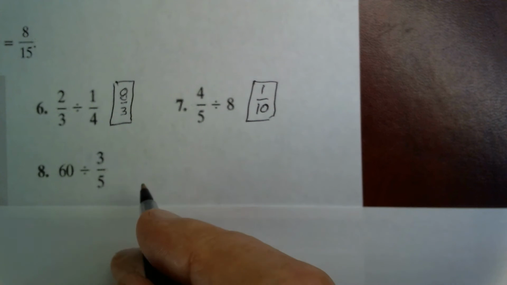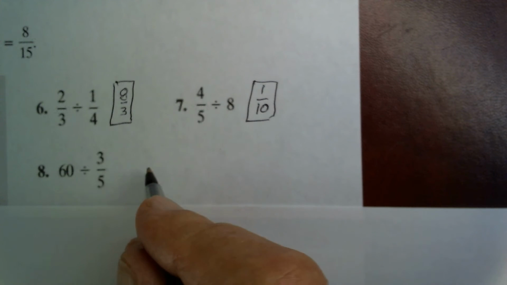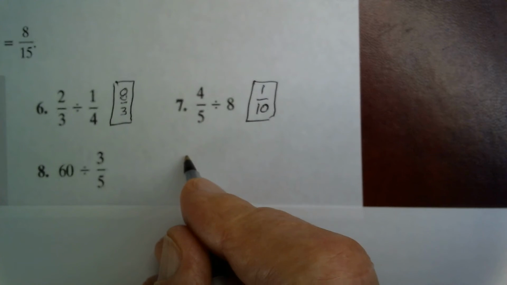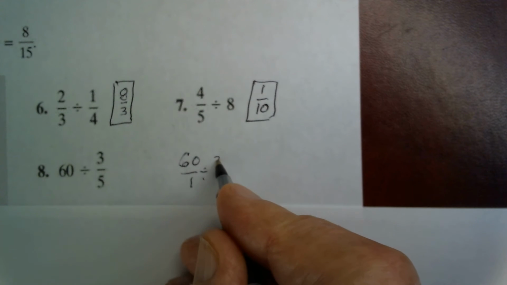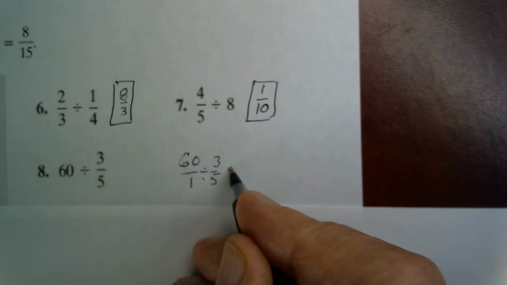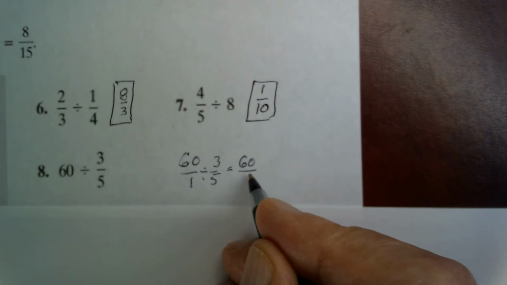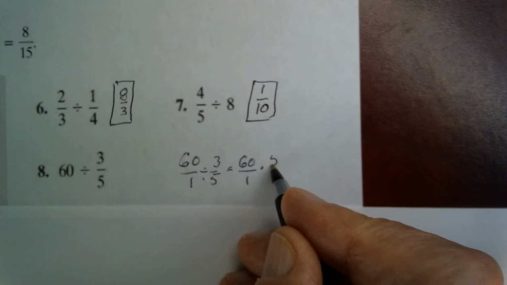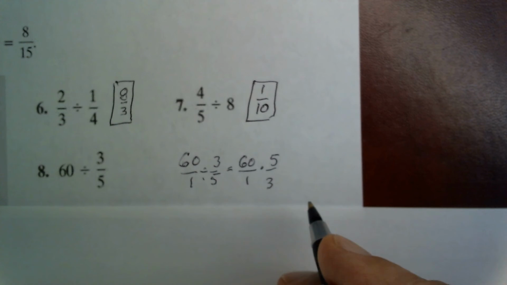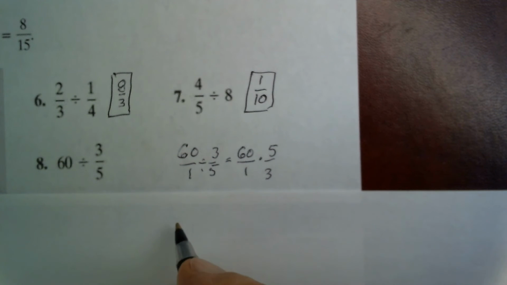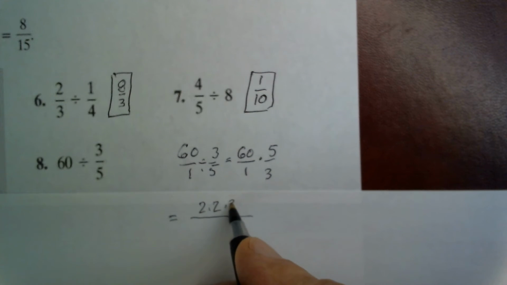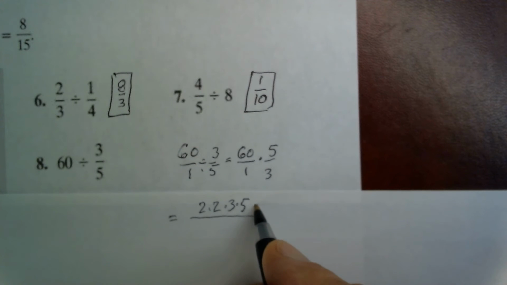Similarly, we do number 8. So 60 divided by 3/5, we write as 60 divided by 1 divided by 3/5. In other words, that's equal to 60 divided by 1 times 5 divided by 3. Then we do the prime factorization of 60. So the prime factorization of 60 is 2 times 2 times 3 times 5.